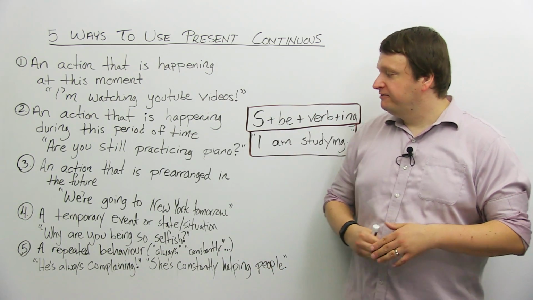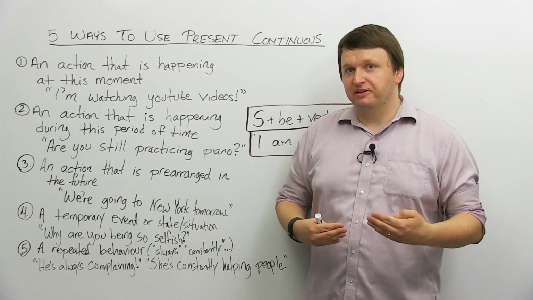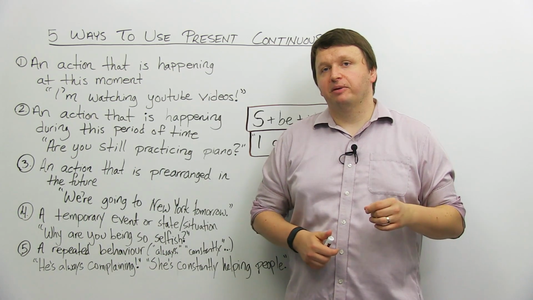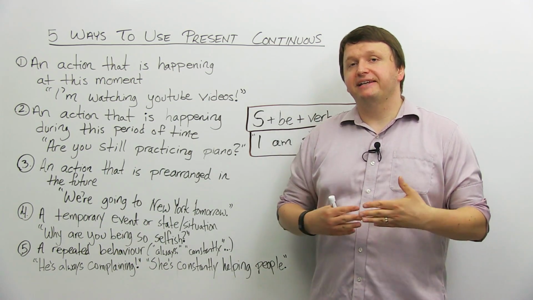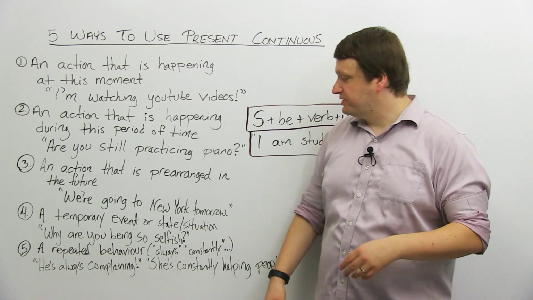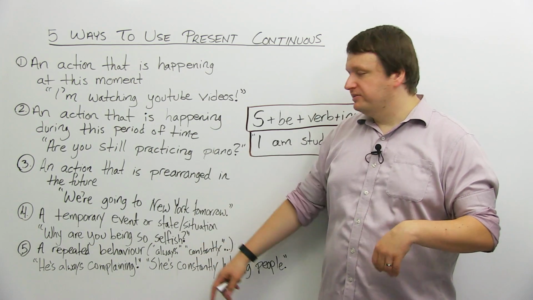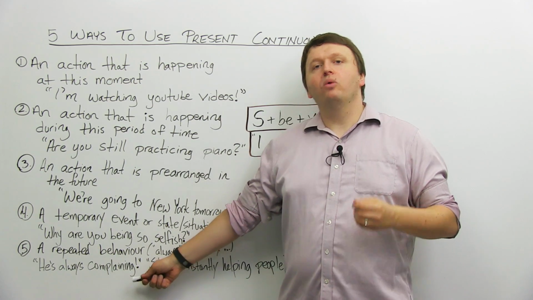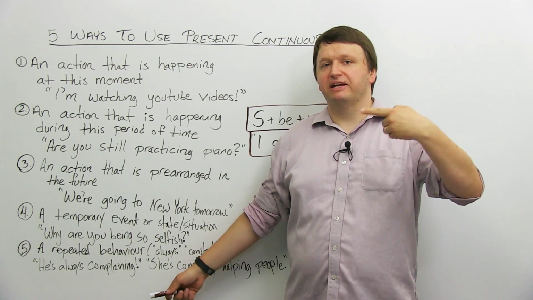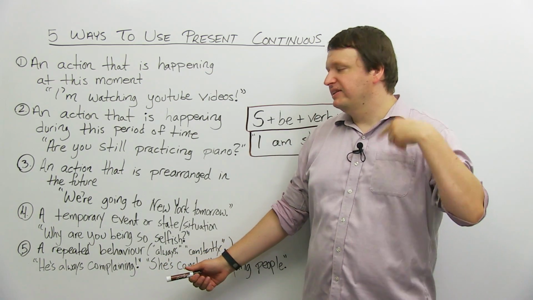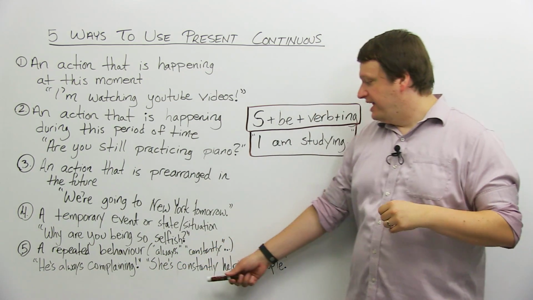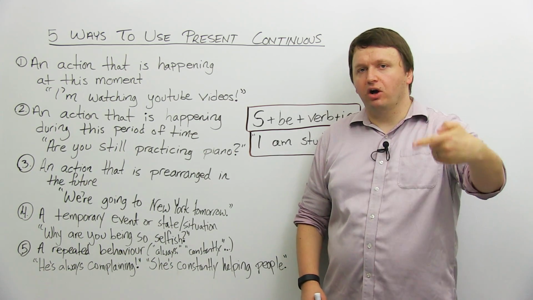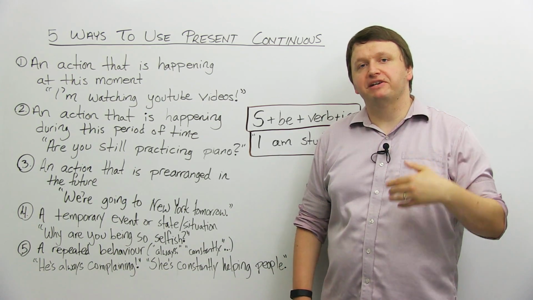And finally, number 5, for a repeated behavior. Now, normally repeated behaviors, these types, we use it to talk about things that annoy us, but it can be a positive behavior too. So we normally use always or constantly with this structure. For example, he is always complaining. He's always complaining all the time, regularly. This is a repeated behavior. And she's constantly helping people. She's always doing this, always helping, always doing her best to help others.